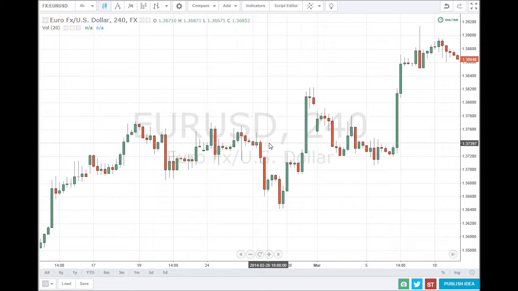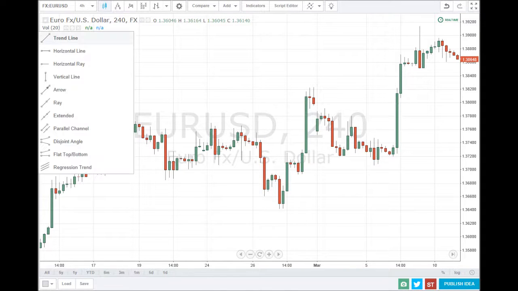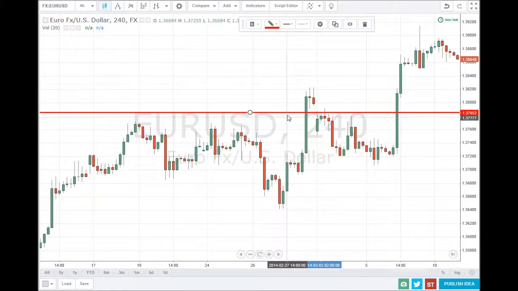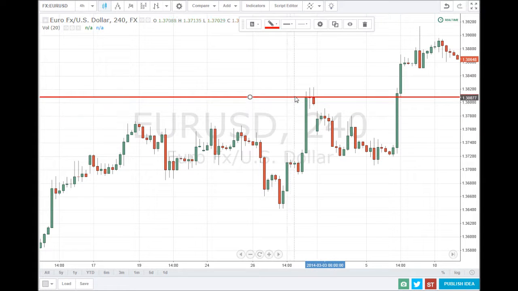First of all, let's do horizontal support and resistance. I think there's a clear support and resistance level here. Price has come up and pulled back. Even though this resistance was broken, it could now act as support.